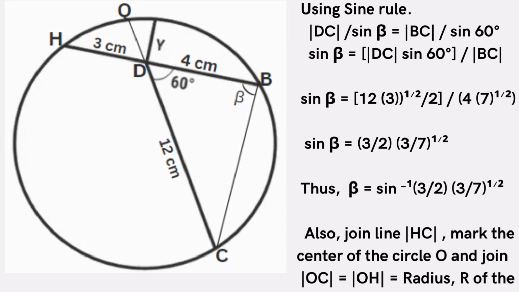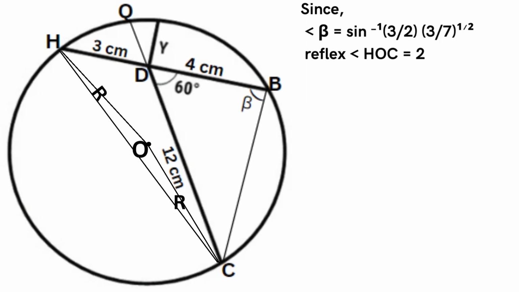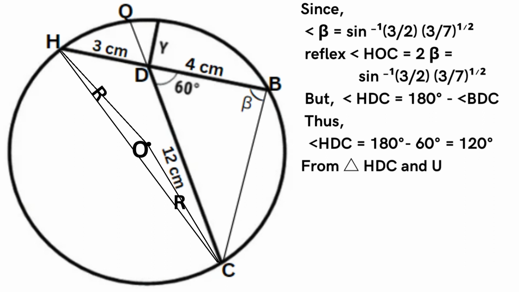Since we have gotten the value of angle beta, reflex angle HOC equals the product of 2 and angle beta. This is because the angle at the center is twice that at the circumference of the circle. Please note it. We will come to that later. But angle HDC equals angle BDC subtracted from 180 degrees, which is equal to 60 degrees.